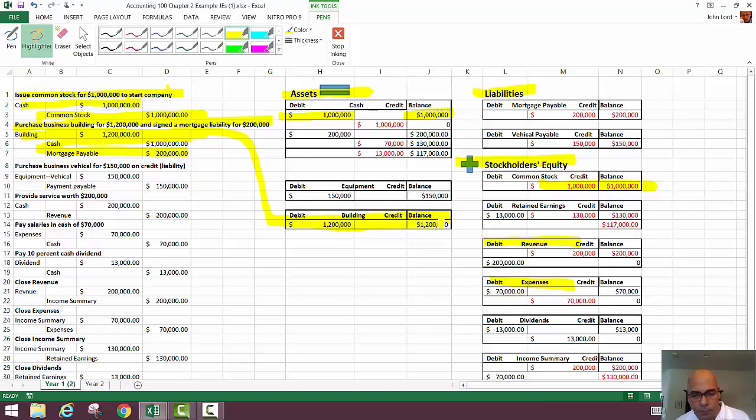Then I go ahead and I have to credit my cash for that $1 million. I don't have any more cash, but the guy let me have the building anyway, and he said, you can pay me later. I have a bill for that. I have a liability. I have a mortgage payable, and so that will be set up as a liability. Okay, so I've got my building now.